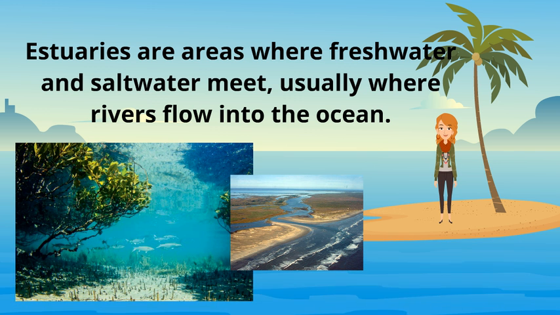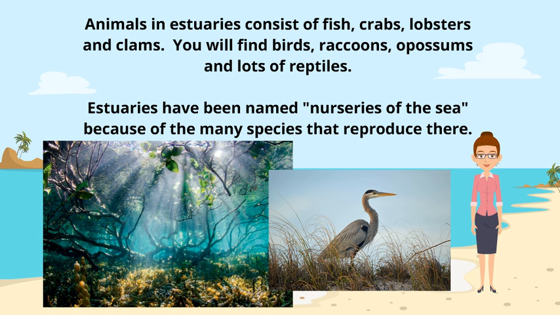Estuaries are areas where freshwater and saltwater meet, usually where rivers flow into the ocean. Animals in estuaries consist of fish, crabs, lobsters, and clams. You will find birds, raccoons, possums, and lots of reptiles. Estuaries have been named nurseries of the sea because of the many species that reproduce there.